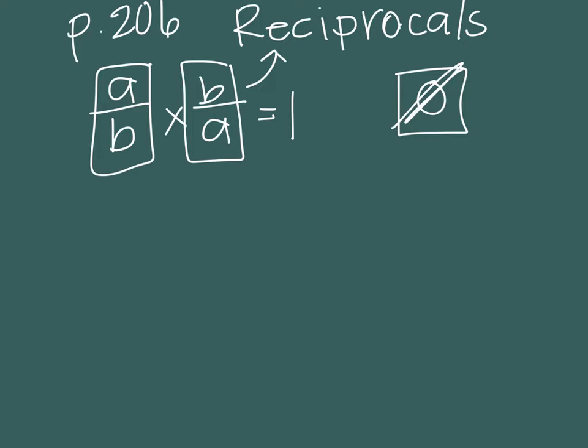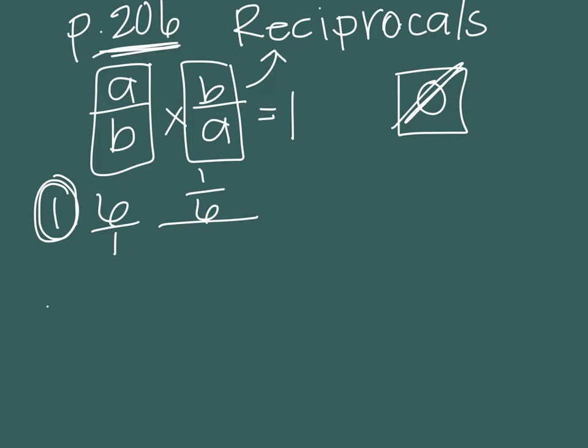So we're going to go ahead and start just looking at some of these. So for number 1 here on this page, they're asking you to write the reciprocal of 6. I'll draw a circle around that so we know that's our problem. So the reciprocal of 6, if I were to write that as a fraction, it'd be 6 over 1. So my reciprocal is going to be 1/6. That's number 1 on page 206.